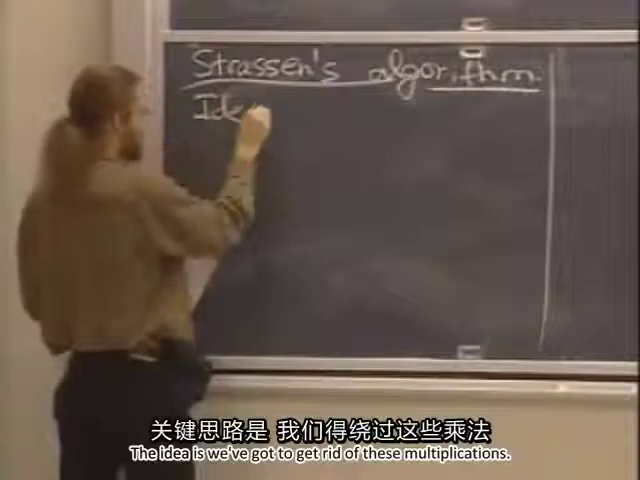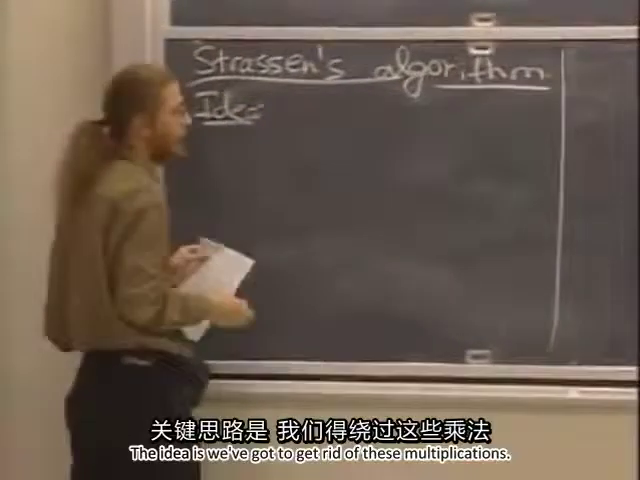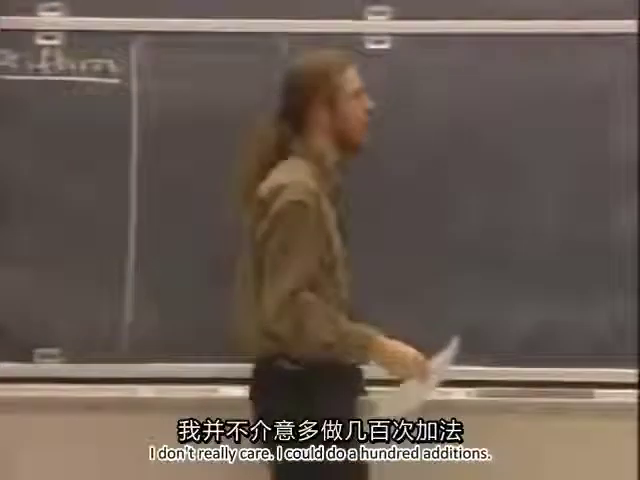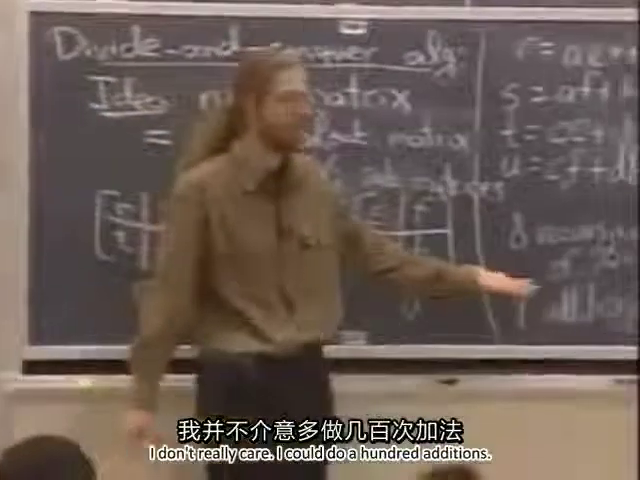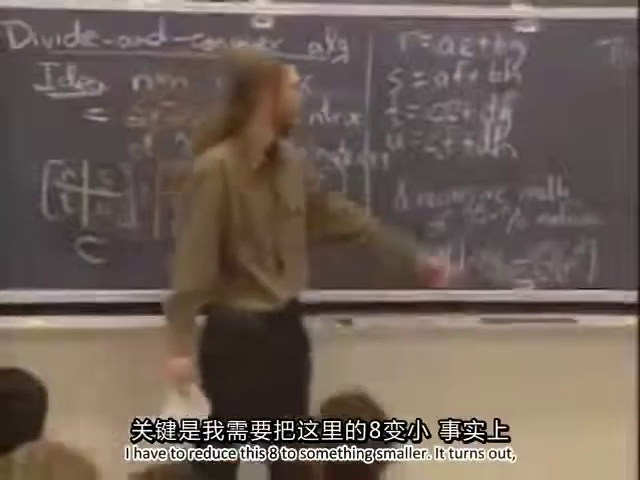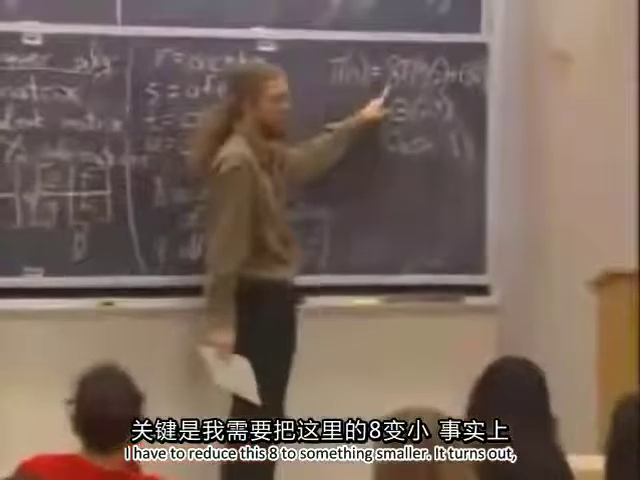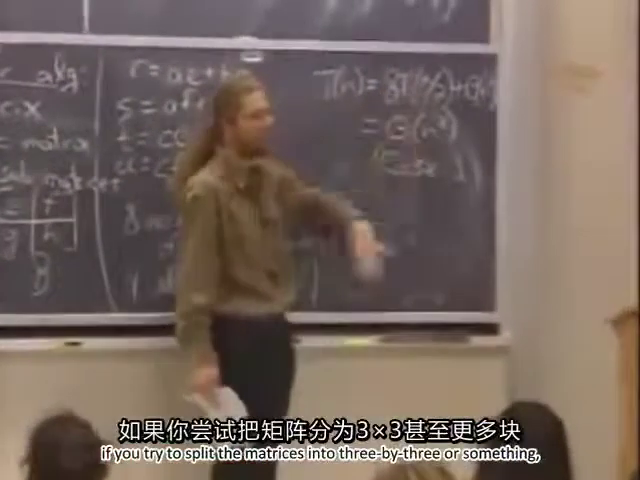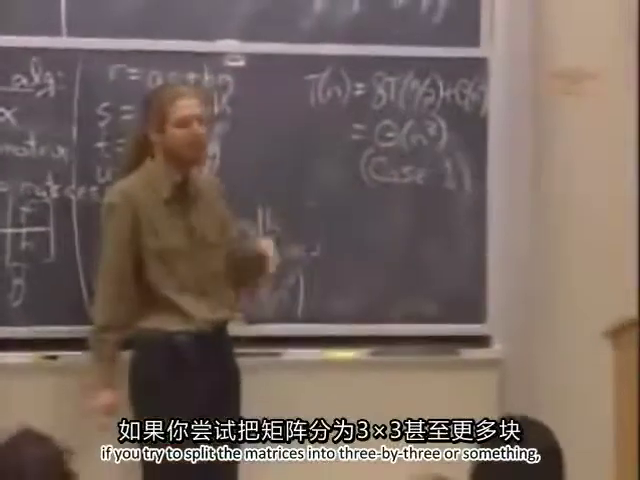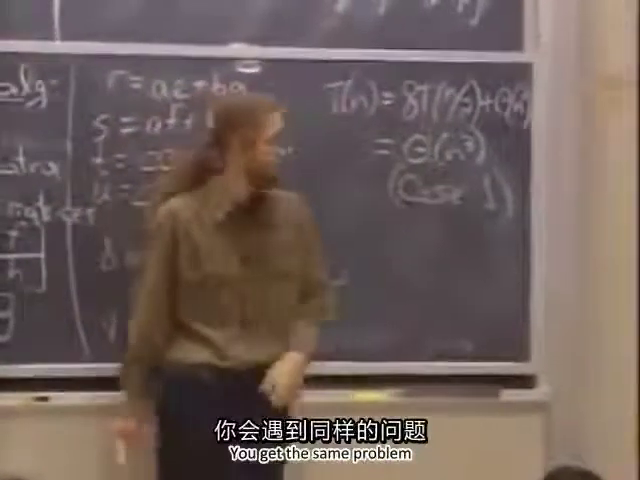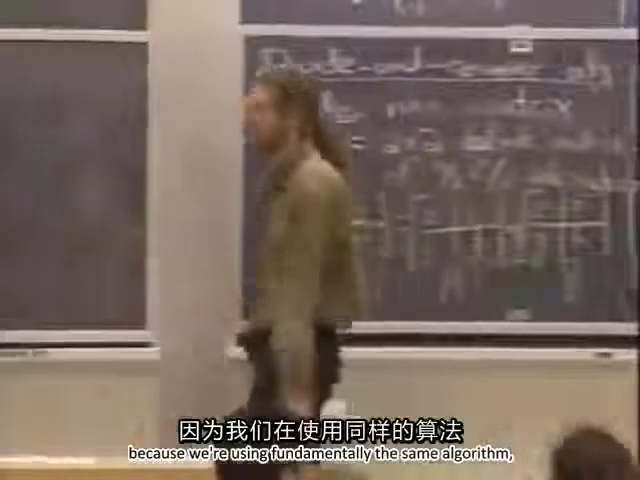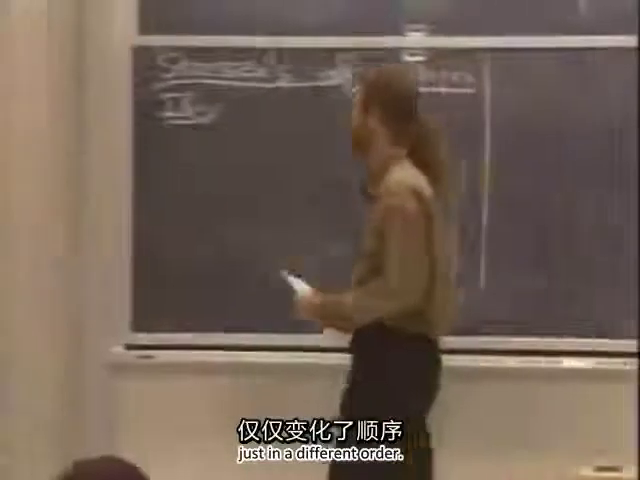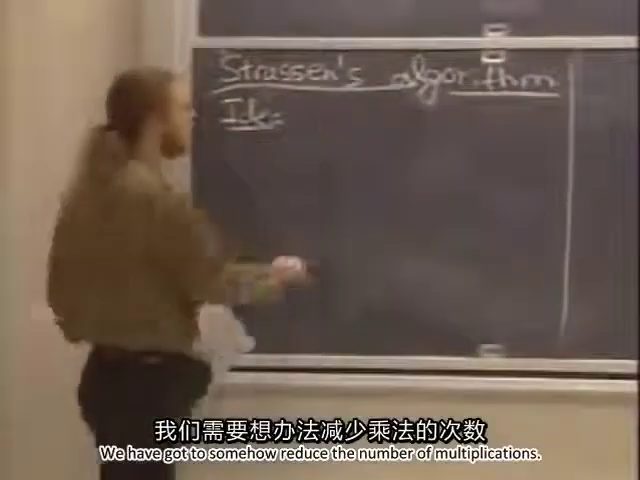So the idea, we've got to get rid of these multiplications. I don't really care how many additions. I could do 100 additions. That only costs theta n squared. I have to reduce this 8 to something smaller. Turns out if you try to split the matrices into 3 by 3 or something, that doesn't help you. You get the same problem. Because we're using fundamentally the same algorithm, just in a different order. We've got to somehow reduce the number of multiplications.